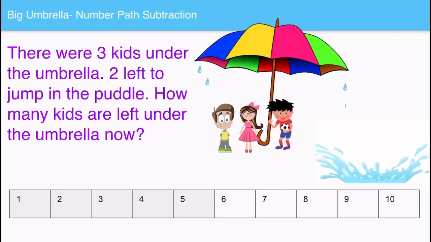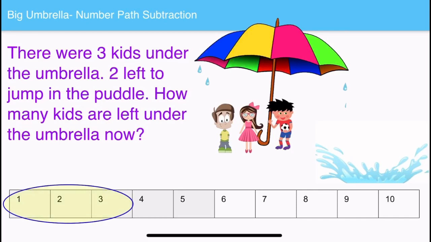It says there were 3 kids under the umbrellas. So that means we should start with how many counters? I'll give you a second to think about it. 3. Nice work, friends. Give yourself a pat on the back if you said 3. And while you place those 3 counters in front of you, I'm going to circle on my number path numbers 1 through 3 to represent 3 kids together.